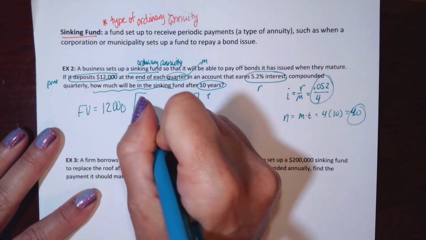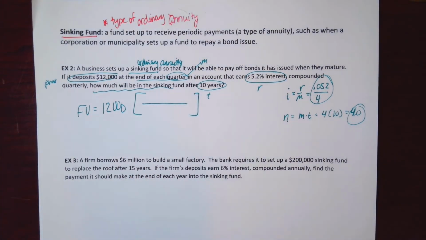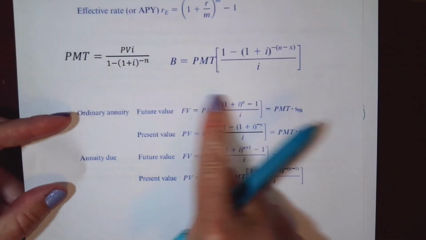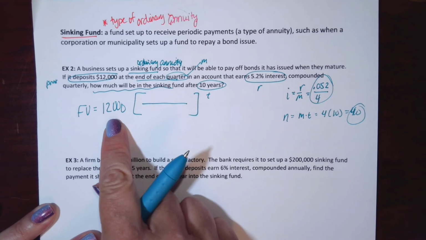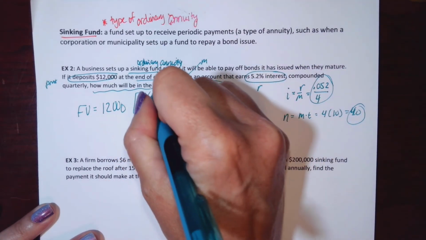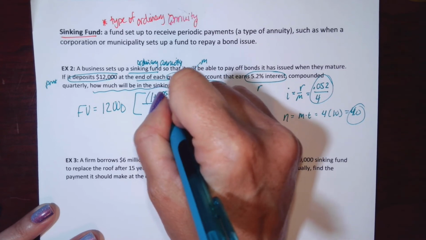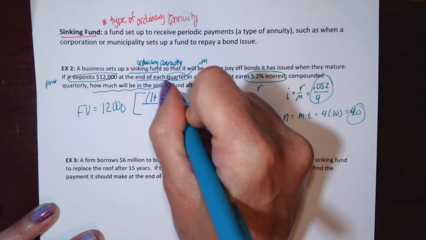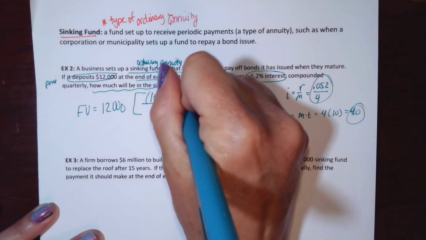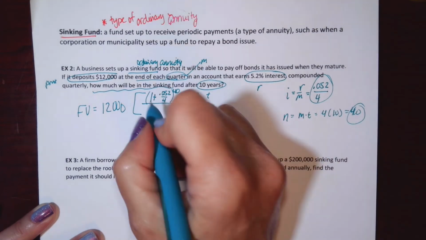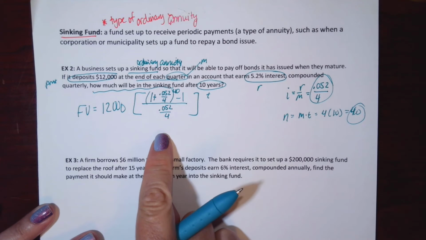So I set up my ordinary annuity formula based off of my formula sheet or my first page of notes, whichever way you want to look at it. My payment here is $12,000. In parentheses, I have 1 plus that value I that we set up here, raised to the n power, which we calculated to be 40, minus 1, don't forget your minus 1 in the numerator, over I. Make sure you write this down.